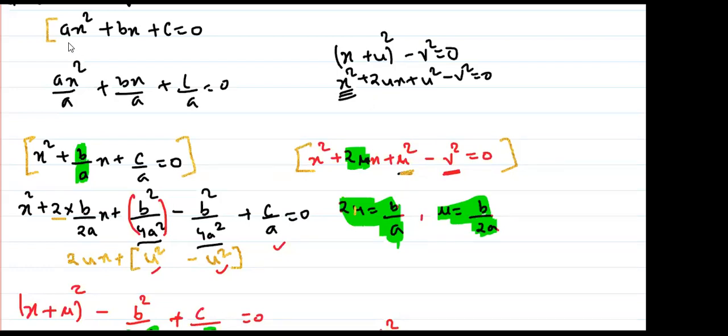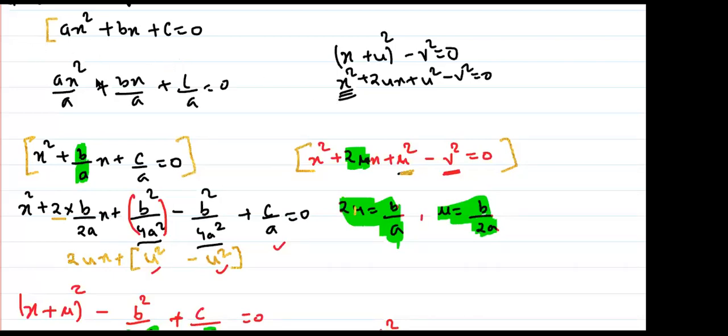Suppose I'm having an equation which is ax square plus bx plus c is equal to 0. Everyone, please focus here because this is in your exam. This is in your syllabus. So I can say that the coefficient of x square here is a, and in the required form it is 1.